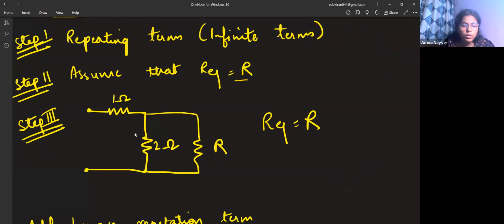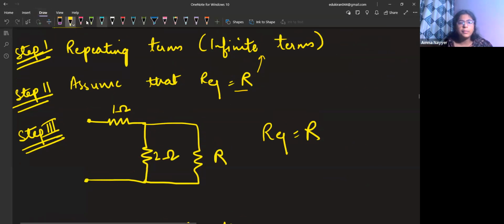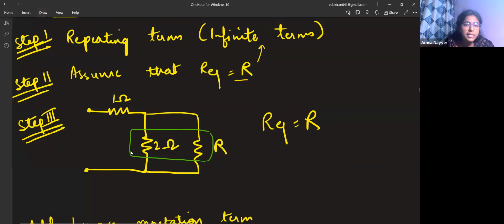Now you can just solve this circuit. Our purpose is to find out this R, because that is the answer to our question. Why? Because R is the equivalent resistance of the infinite terms. You can notice here branching is occurring. It means they are connected in parallel combination, and this resultant is in series with this.